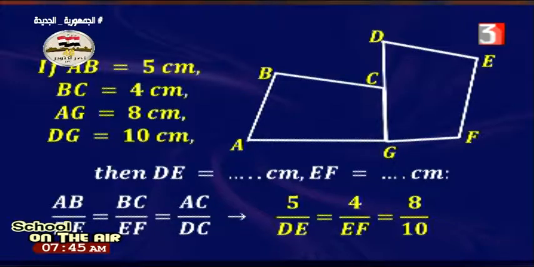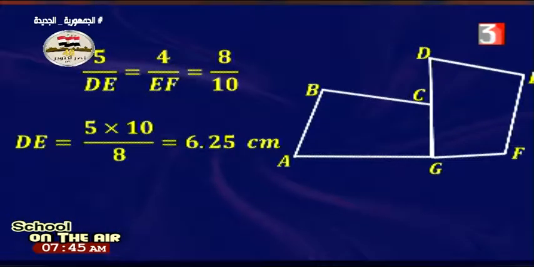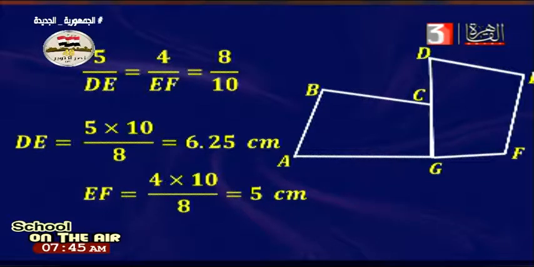Then, by making cross multiplication, do you remember cross multiplication? You are going to find that DE equals 5 multiplied by 10 over 8 to give a length of 6.25 centimeters. Then, to find the length of EF, also by using cross multiplication, you are going to find that EF equals 4 times 10 over 8 to give a result of 5 centimeters.